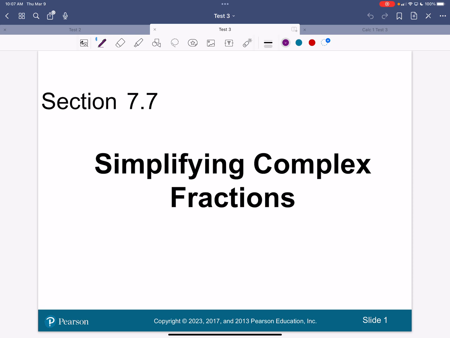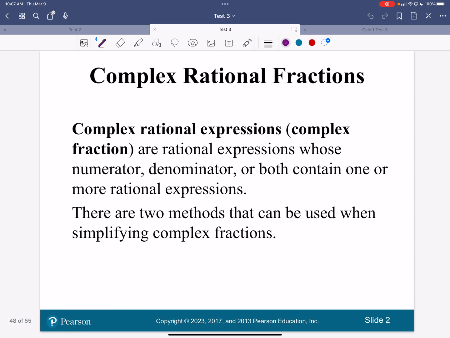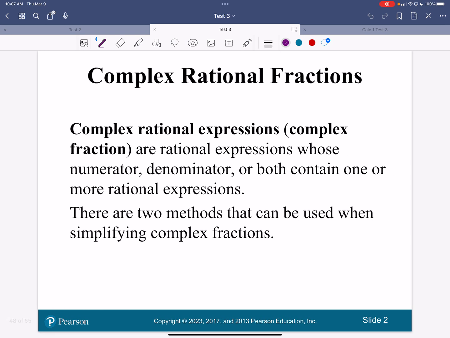So, a complex rational expression, otherwise known as complex fractions, are rational expressions whose numerator, denominator, or both contain one or more rational expressions. There are two methods that can be used when simplifying complex fractions.